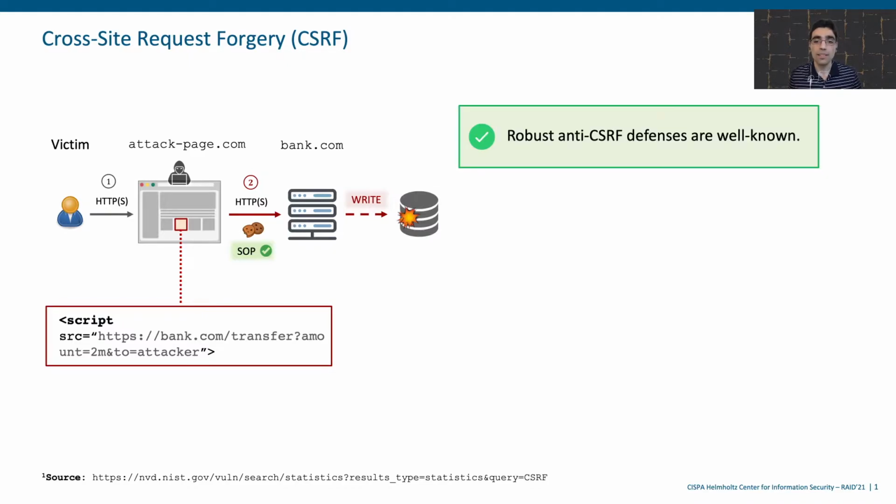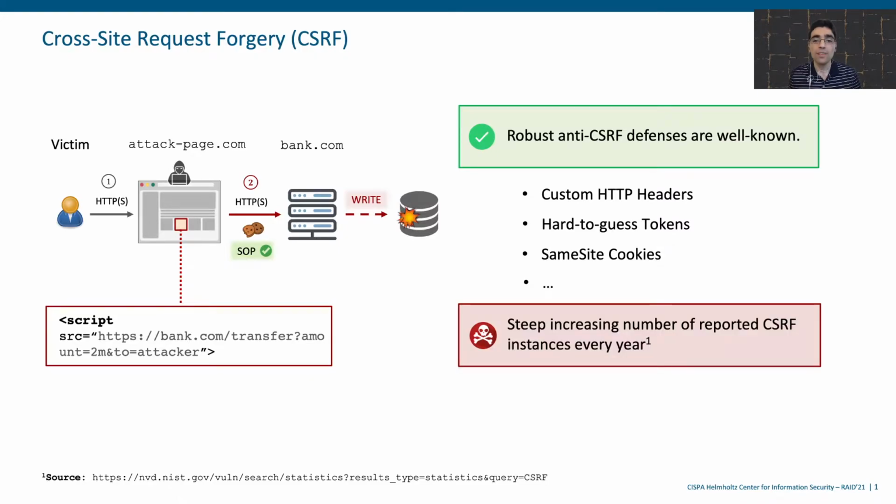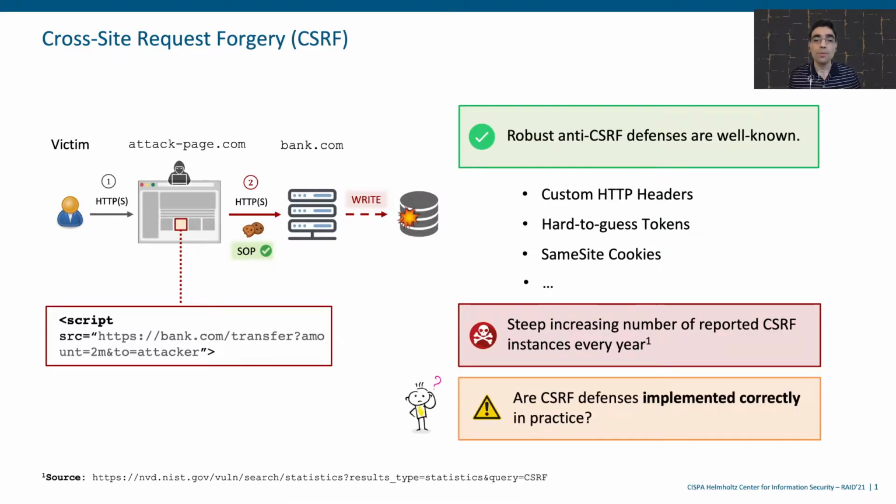Now, over the past many years, there have been a plethora of robust defenses proposed to mitigate CSRF attacks, such as custom HTTP headers, hard-to-guess tokens, and SameSite cookies. But in practice, we observe a steeply increasing number of CSRF vulnerabilities being reported every year. In this paper, we try to identify additional explanations for the increasing occurrences of such an old vulnerability. That is, are CSRF defenses implemented correctly in practice?